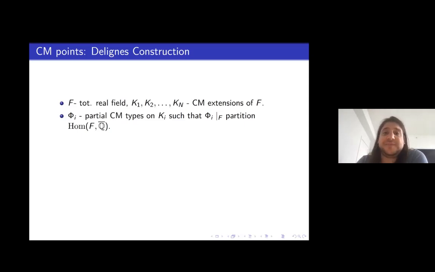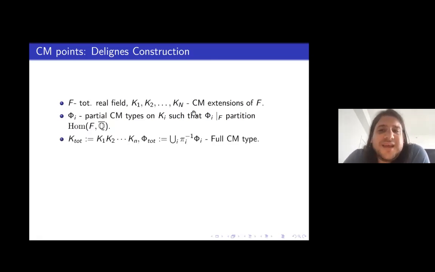We get a bunch of partial CM types coming from different CM extensions. And so now we do the following thing. We take the join of all of these CM fields. We look at the field they generate. This will be a field of degree 2^n over F. It will still be a CM field. We call that K_tot. And now we'll let phi_tot just be the union of the partial CM types induced from the phi_i.